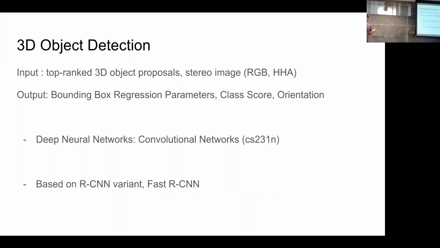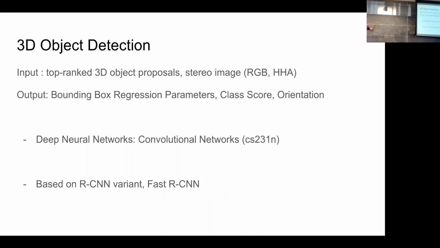The output we want for every proposal is the bounding box regression parameters, which skew and translate slightly to give a better fit of each proposal, the class score, and also the orientation, because we're interested in this for driving purposes. A lot of the concepts I'll go over quickly involve deep neural networks and convolutional neural networks, which are covered extensively in CS231n. I highly suggest it as a good introduction.